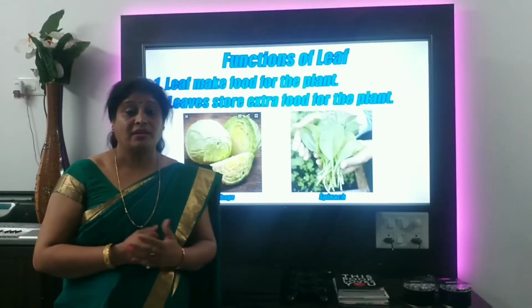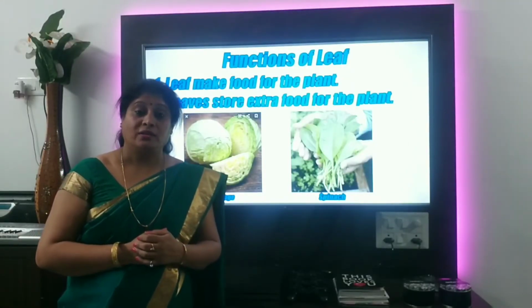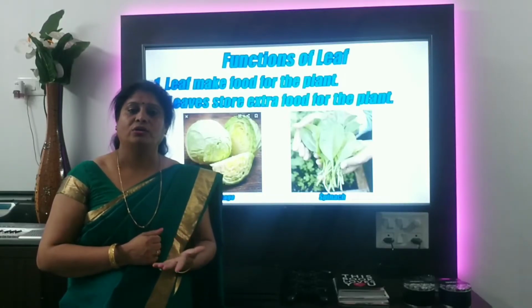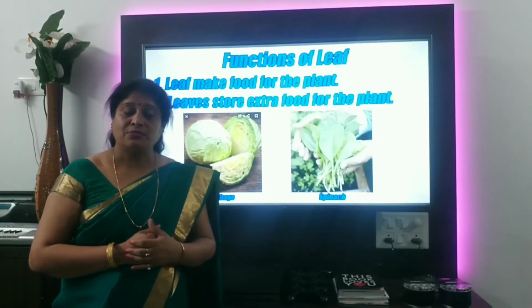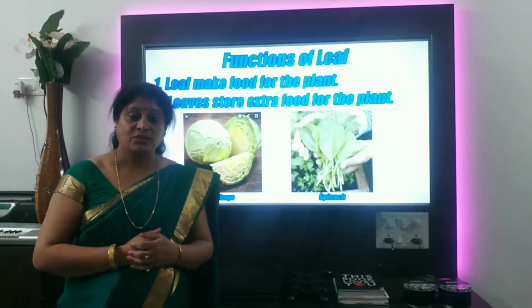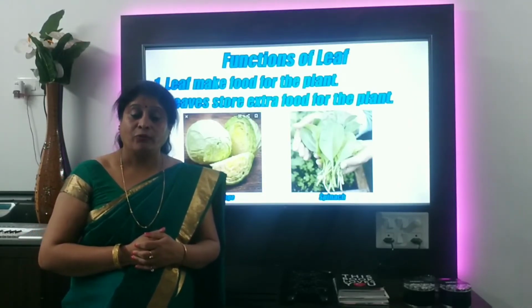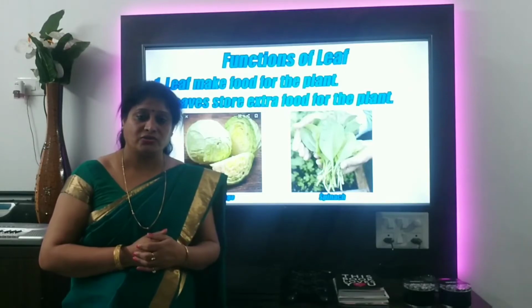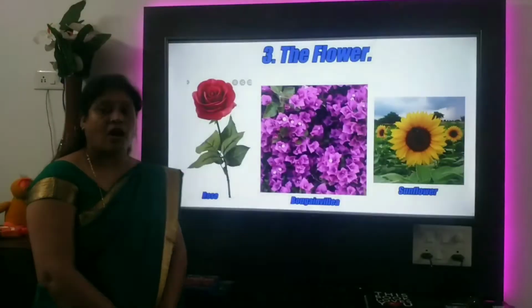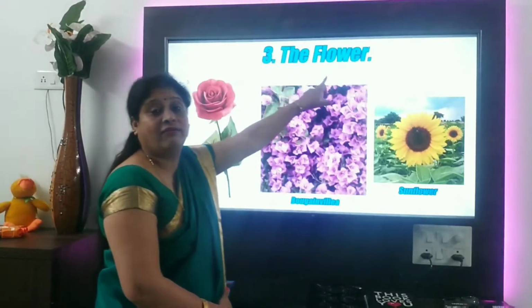Children, do you know why the leaf of plant is called the food factory of the plant or the kitchen of the plant? Because leaves make the food for the plant. That's why we call it food factory of the plant or the kitchen of the plant. Now we are going to learn about the flower.